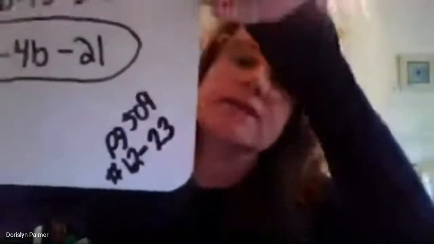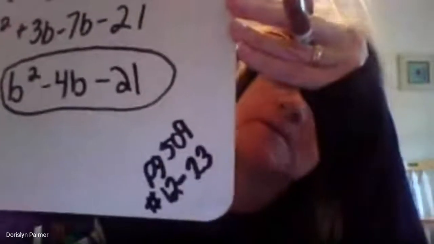So on page 509, let's work on numbers 12 to 23. Those are all just FOIL. There's your homework, if you want to write that down. Page 509, numbers 12 to 23. So FOIL those problems. Okay, 12 problems to FOIL.